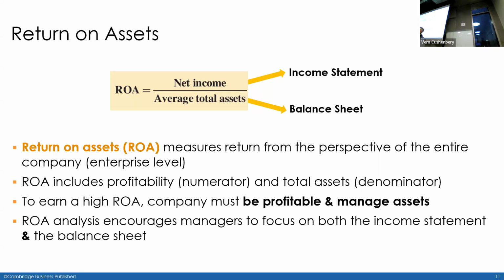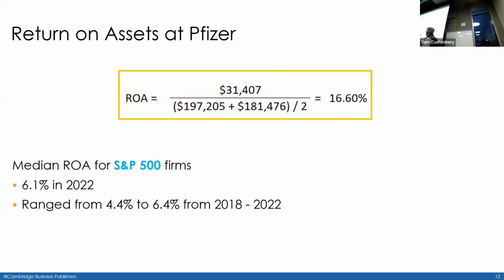And that's a better measure of a management team's, call it skill level or talent level, that's what they can control. They can control all of the decisions that they make with the total assets inside the company. So we're going to take income over assets. Here's the calculation for Pfizer at 16.6%.